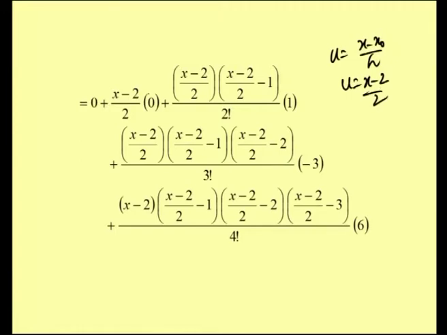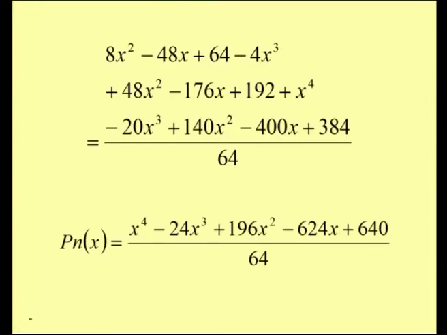And since most of the values are 0, it is very easy to just cancel these and we get only u into u minus 1 by 2 factorial into the corresponding del square y naught value. So, like this these values are written here and after simplification we get the polynomial as x power 4 minus 24x cube plus 196x square minus 624x plus 640 divided by 64.